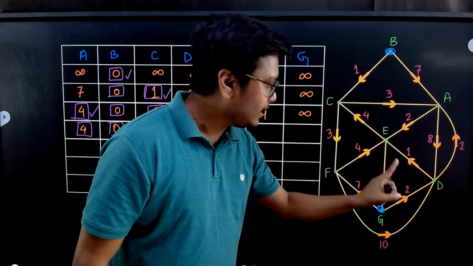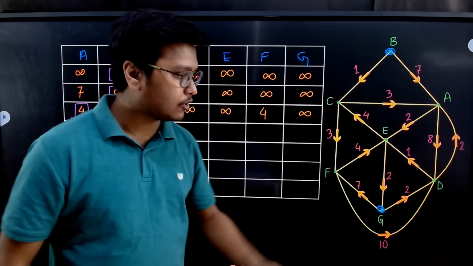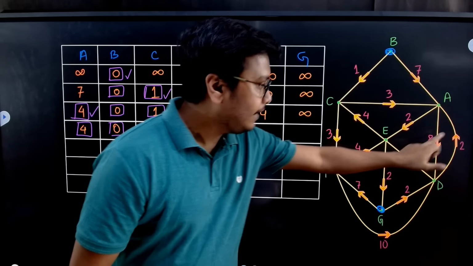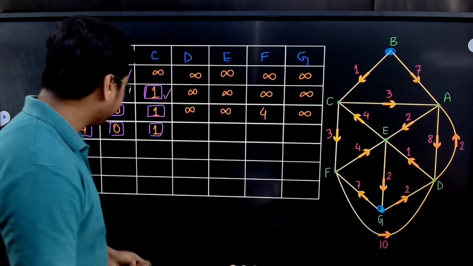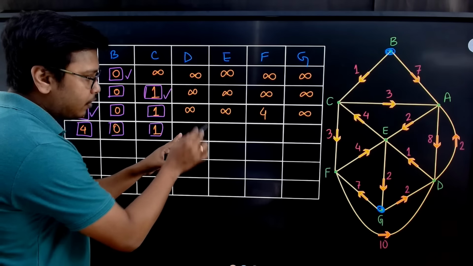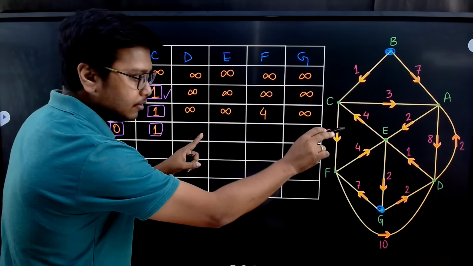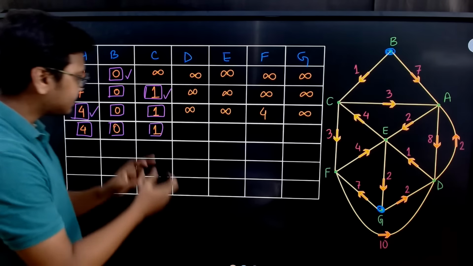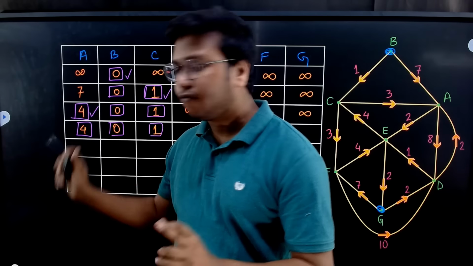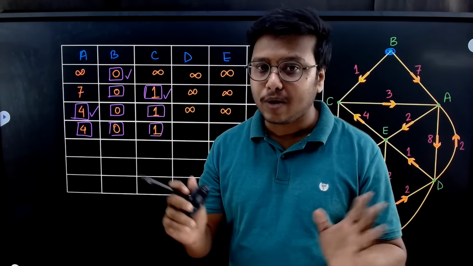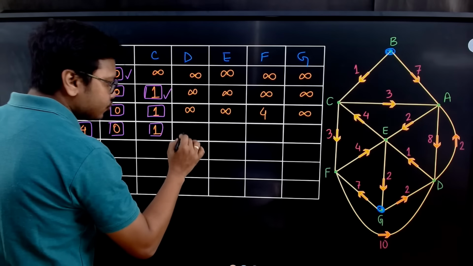From A to D, is it possible to go? Yes, it is possible. The weight associated is 8, not 2. Okay, so previous value, which is infinity, comma, the weight, which is 8, plus the previous label, which is 4. So 8 plus 4, that's 12. So the minimum value is how much? It's 12.